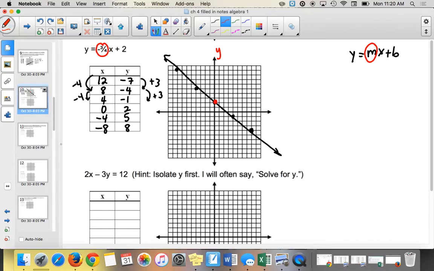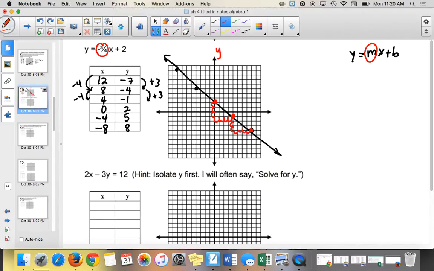So has anybody seen this? What does this mean? Nope, you haven't seen it? Well, we're going to see it in this chapter. So it means you go down from that first starting point. Our starting point was the y-intercept. We go down 1, 2, 3, and we go over 1, 2, 3, 4 to get the next point. And then we always go down 1, 2, 3, and over 1, 2, 3, 4 to get the next point.